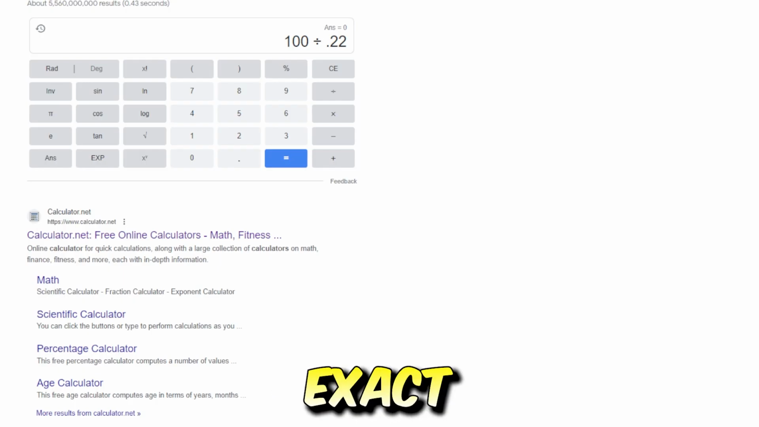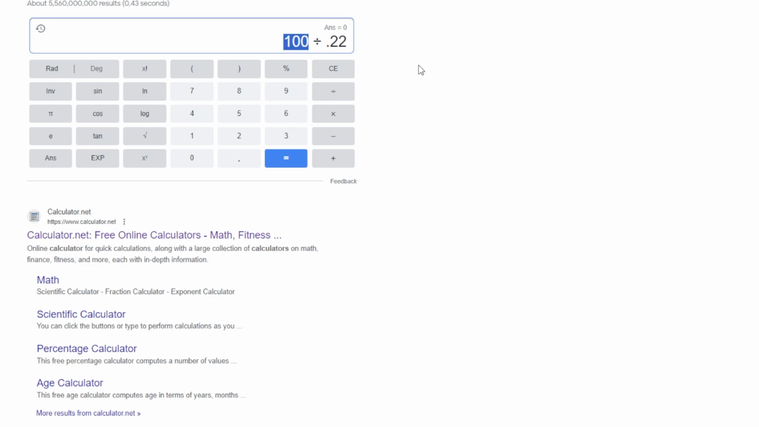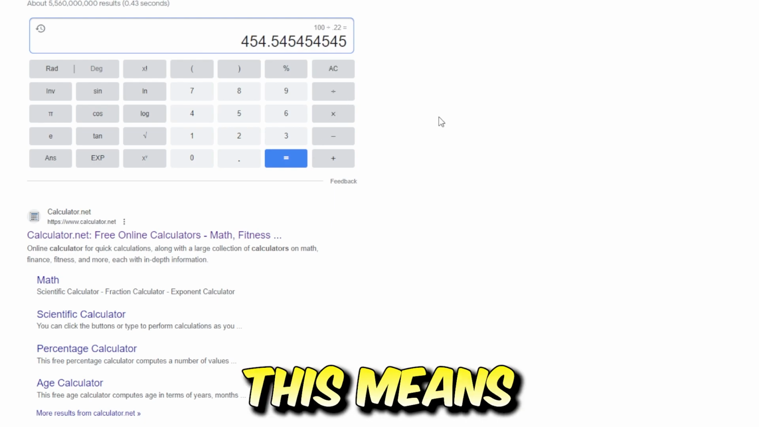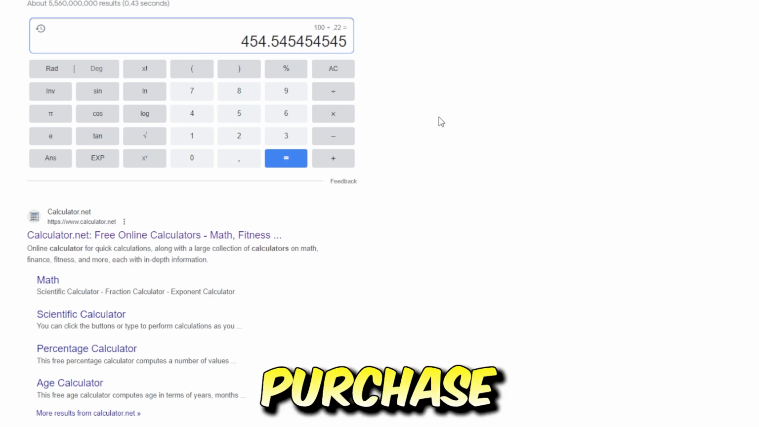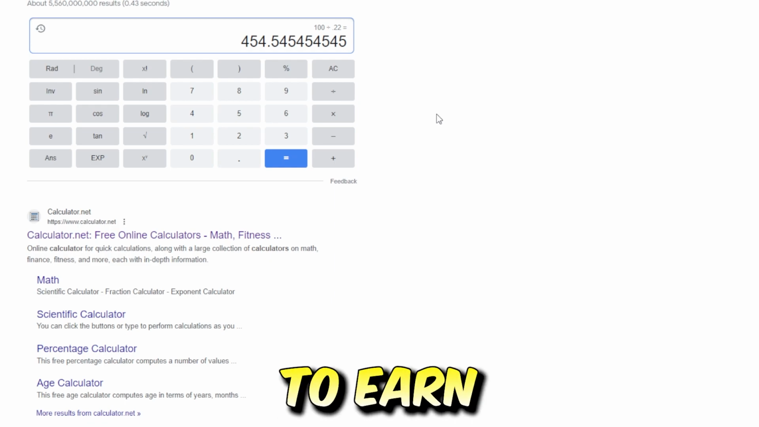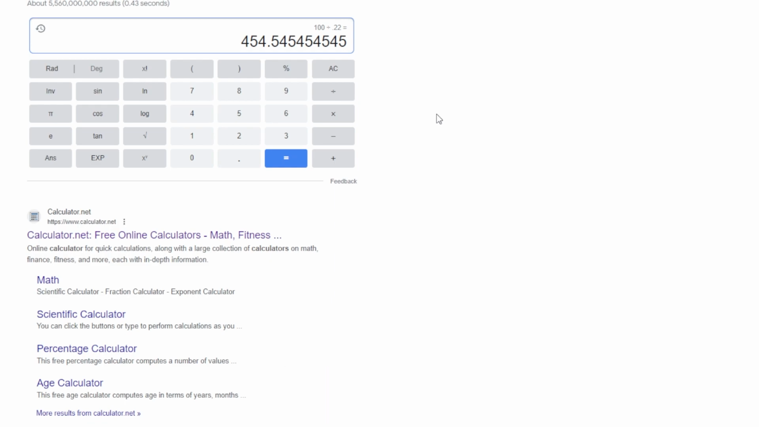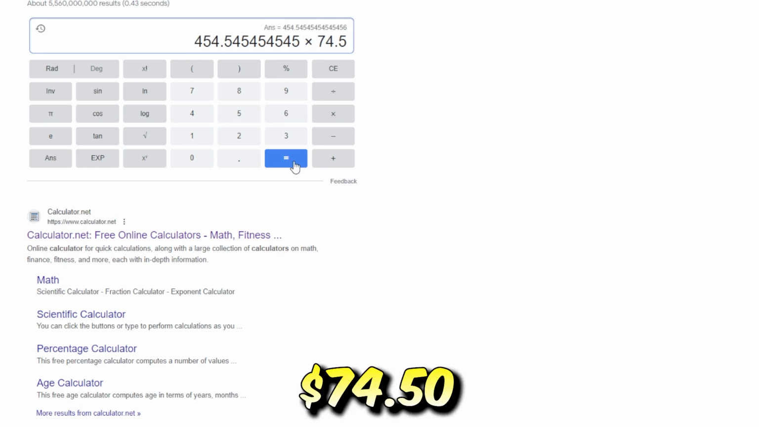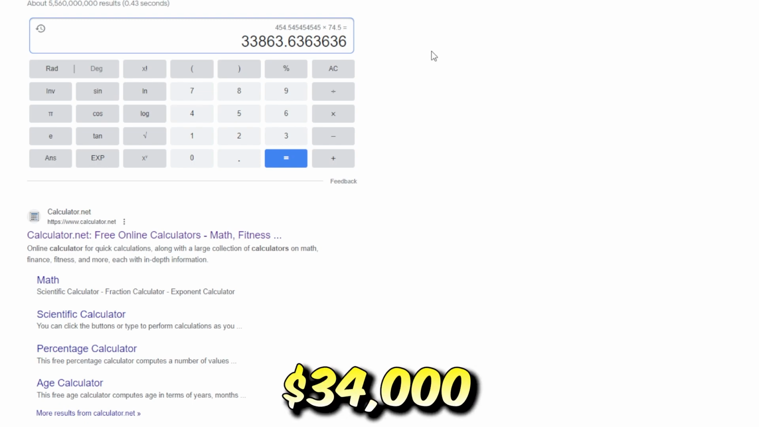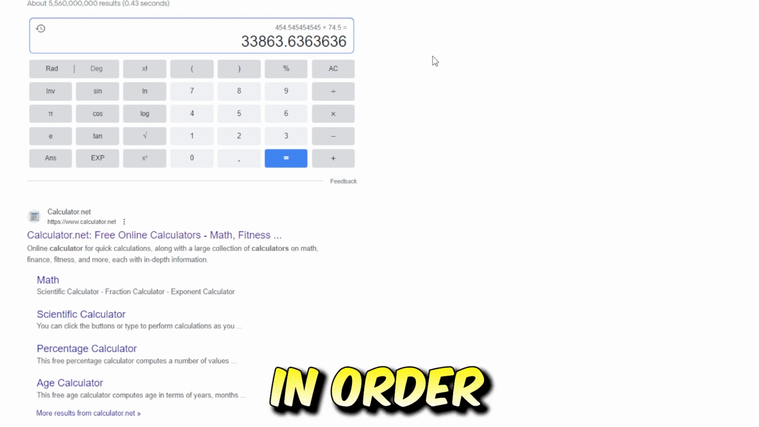So if we were to do the exact math that we talked about a little bit earlier, we take the $100, which is our goal of dividends paid per month, and divide by the amount SCHD pays on a monthly basis, which we figured out is around 22 cents per share. This means that in theory, an investor would need to purchase 454 shares of the SCHD ETF in order to earn that $100 per month in dividends. SCHD is currently at around $74.50 per share, so this investor in theory would need to spend almost $34,000 just into SCHD in order to hit that milestone.